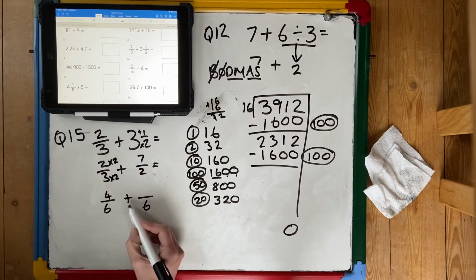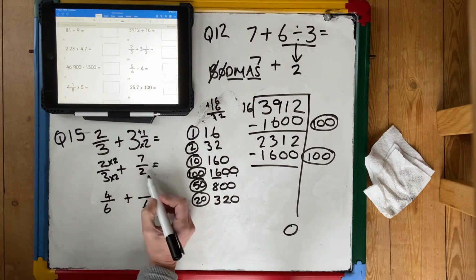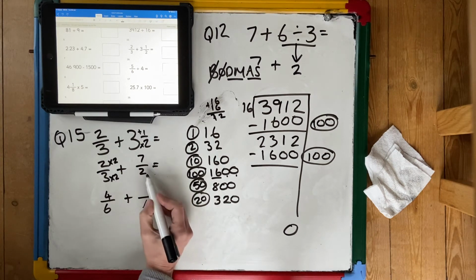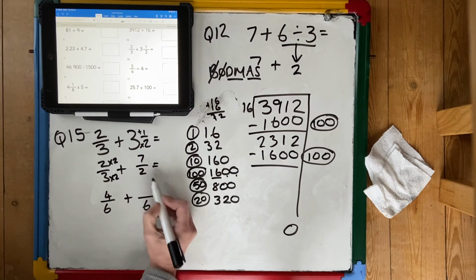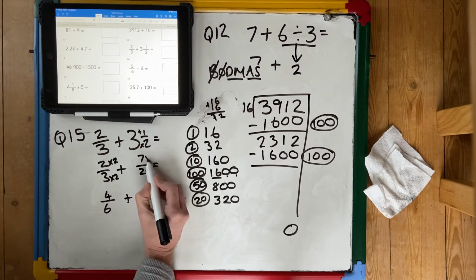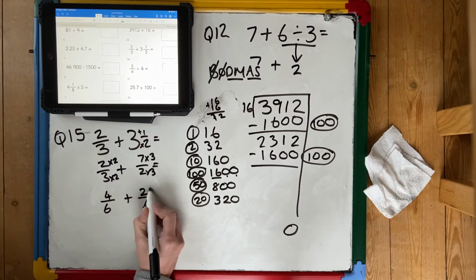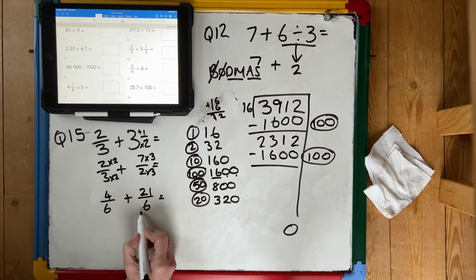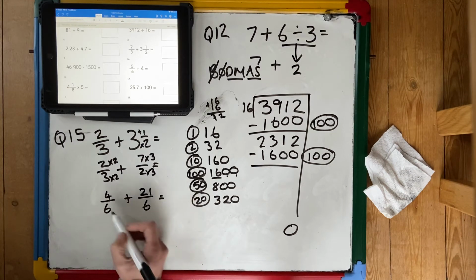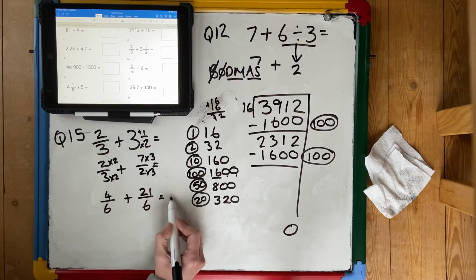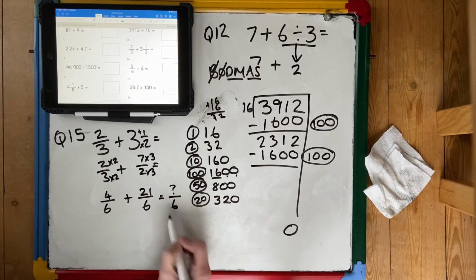So 4/6 add. Okay, so what have we got here? We've got halves. What do I do to the 2 to make it into 6? I times it by 3. So make sure you multiply the numerator by 3. So 7 times 3 is 21. Now my denominators are the same. I can now work out what 4/6 add 21/6 is. So 4 add 21 is how many sixths?